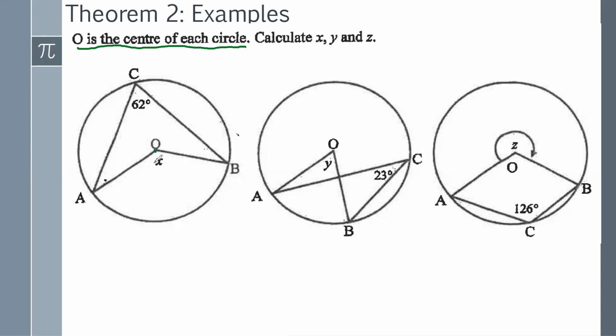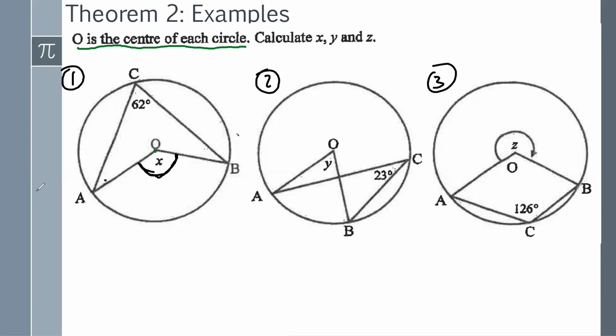Now that we know there is a center, let me label these cases and number each. This is case one, this is case two, this is case three. As you can see, case one is the kite, case two is the bow tie or the butterfly, and case three is the reflex case. In each case, we are solving for a specific letter. Clearly, X is the angle at the center.